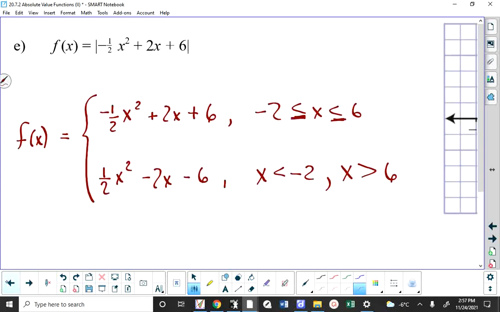It's just been pointed out to me that when you take a look at example E, on the print copy that I've given you, you're missing the squared on the x. So just to let you know, what I have on the board is what we should have had. Thank you.